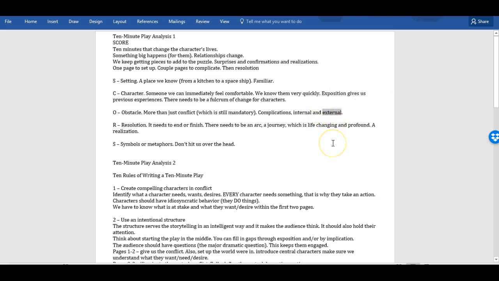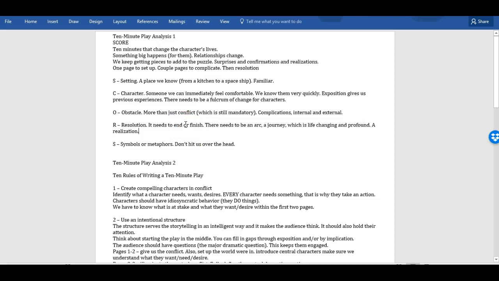Weird things happen. Your wife comes home and tells you she wants a divorce. That's an external conflict. But you need to be able to articulate exactly what the obstacle is for all your characters, and especially your main character. There needs to be a resolution of some sort. It needs to end.